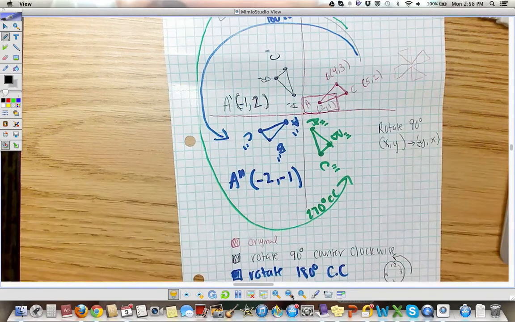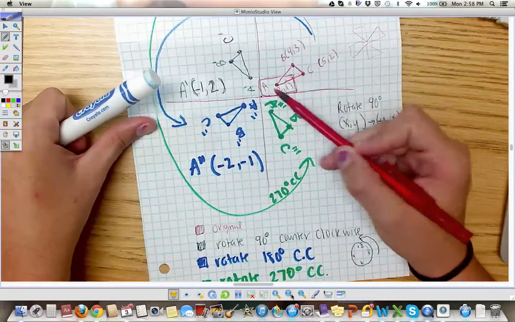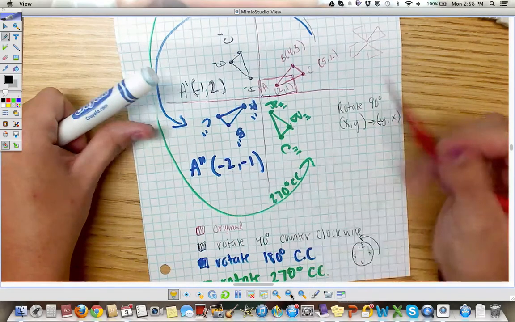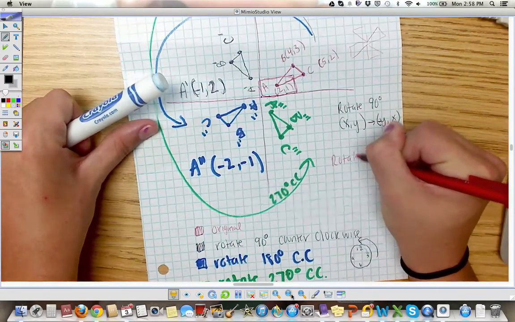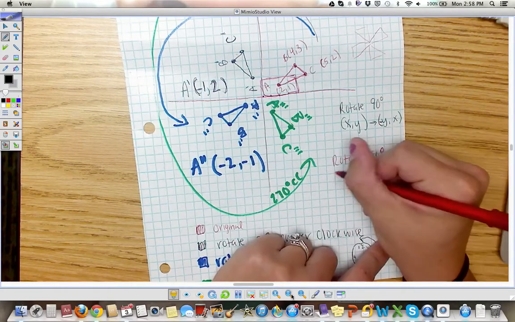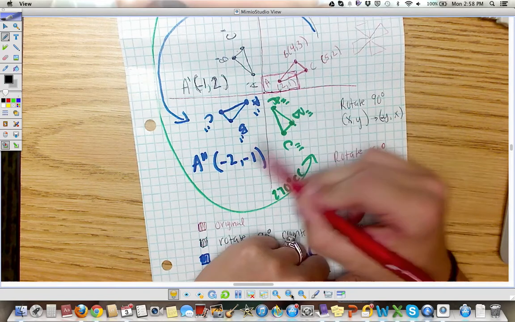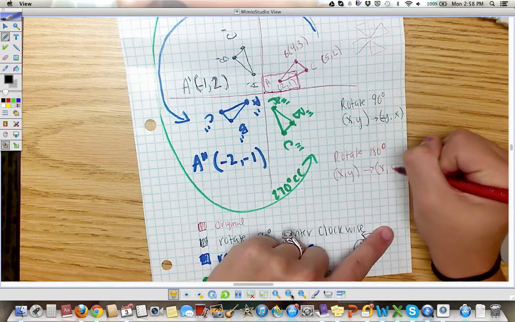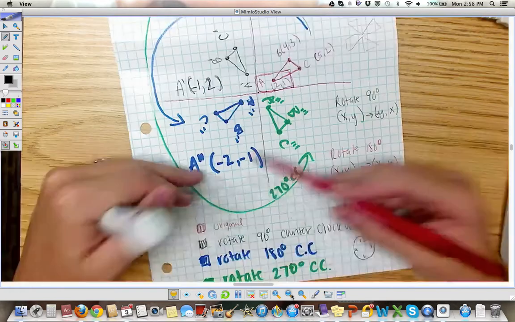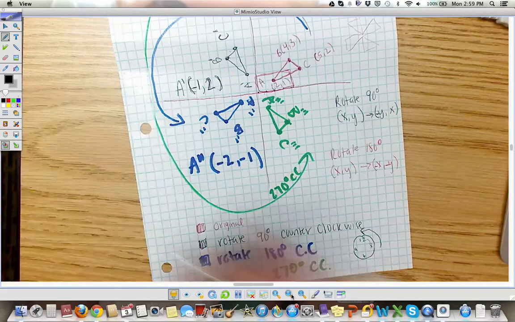So if we look at this point to this point, so if we rotate, and I don't care what colors you do this in, 180 degrees, we have x, y. I see that I still have 2, 1. It's still 2, 1. But now they're both negative. So if they were both negative to begin with, they would both be positive. Does that make sense? I'll do this again with you on block day.